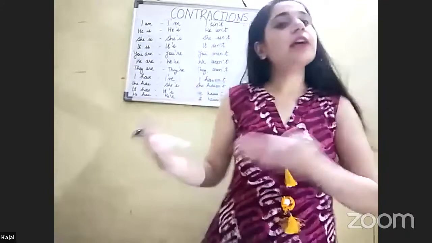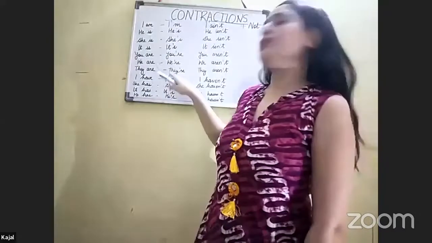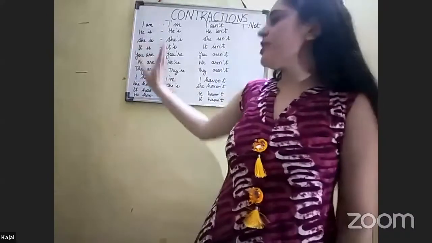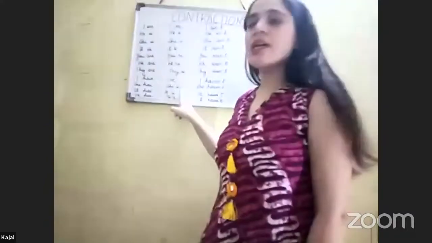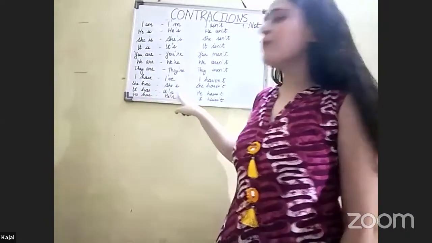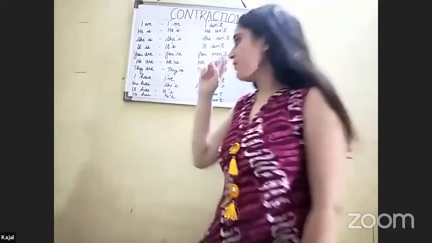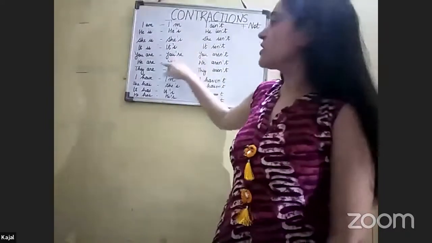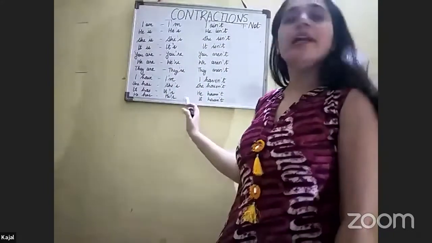So now we will start with I have and has. First we have I have, she has, it has, he has. What will be the contraction for I have? It will be I've. For she has, it will be she's. For it has, it will be it's. For he has, it will be he's. So I've, he's, she's, it's.